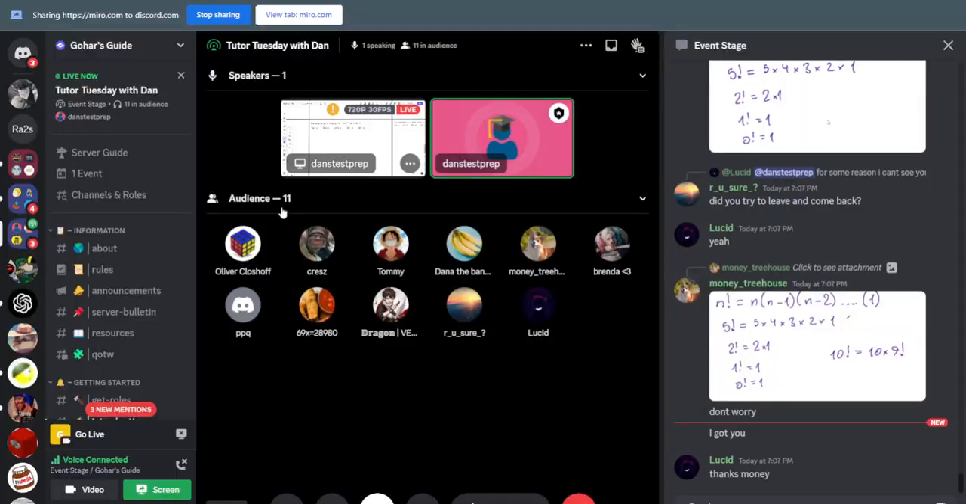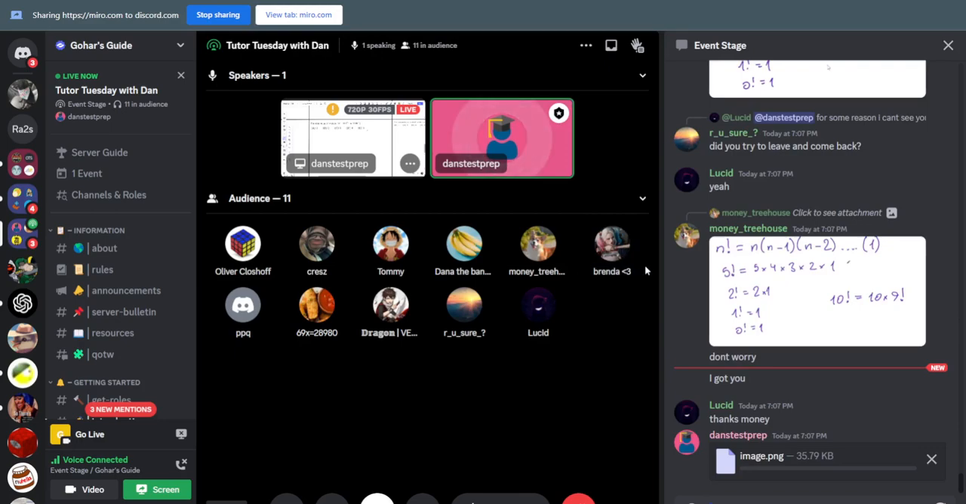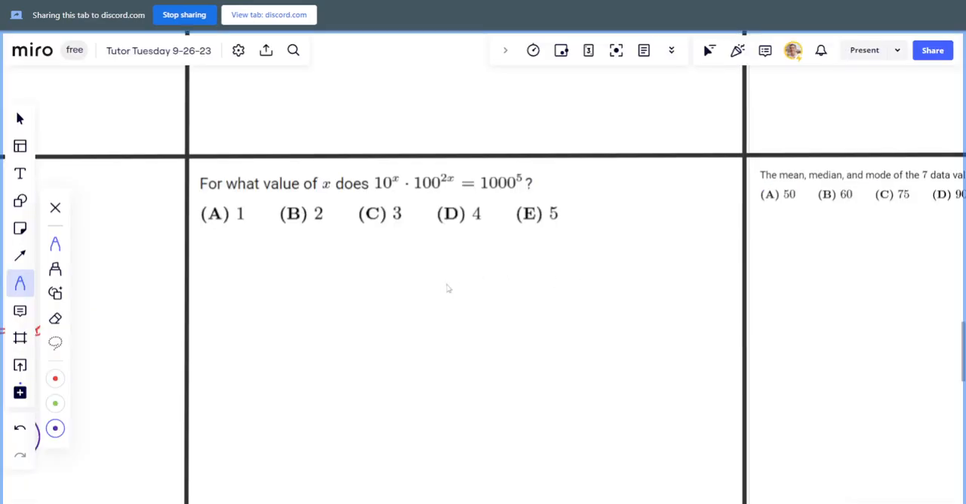Our next one here, I'll paste in the question, but you've got the answer. For what value of x does 10 to the power of x times 100 to the power of 2x equal 1000 to the power of 5? Let's see, this is 10 to the x. 100 can be represented as 10 squared. So it's 10 squared to 2x. And 1000 is represented as 10 cubed. So that's 10 cubed to the 5th.